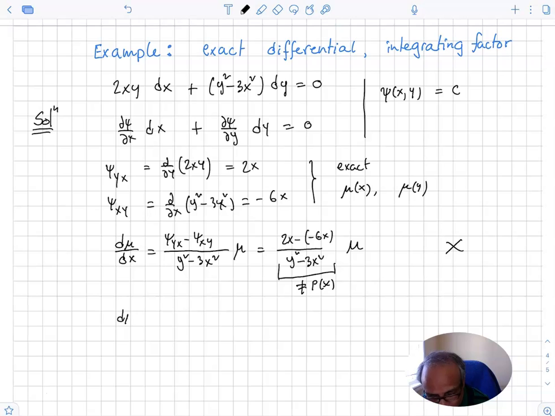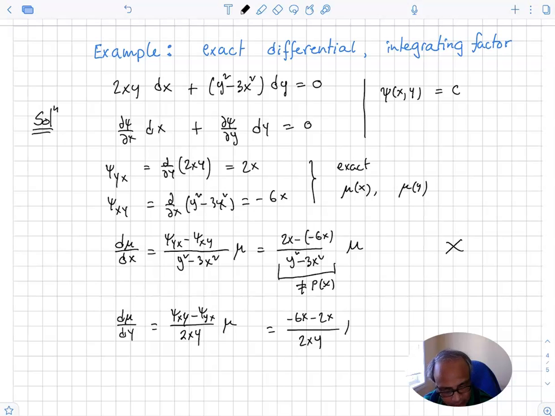So you try d mu dy. And this time in the denominator you put the coefficient of dx, which is 2xy. So everything is going to be reversed: psi xy minus psi yx times mu, equals 2xy in the bottom, and in the top psi xy, which is negative 6x, minus 2x, times mu.